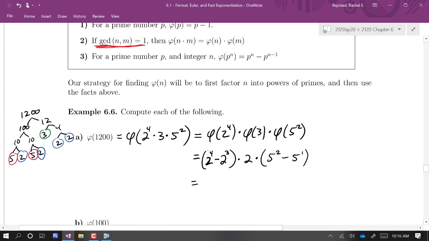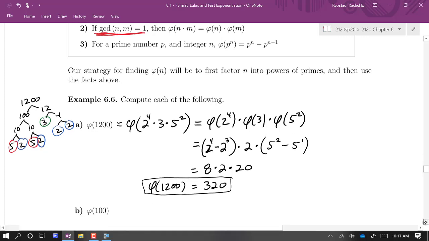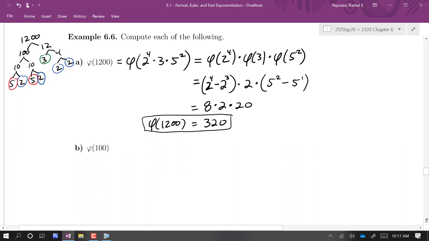Alright, now we're going to just do some arithmetic. So 2 to the 4th, that's 16 minus 8 is 8, times 2 times 25 minus 5 is 20, and this gives us 320. So there is phi of 1200. And it did not require us to go through all the integers from 1 to 1199 and determine what's relatively prime to 1200. Again, this does not tell me what is relatively prime to 1200, just how many of those numbers are relatively prime.